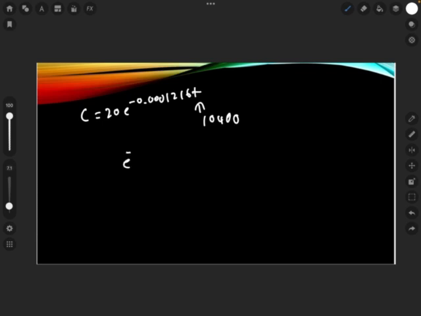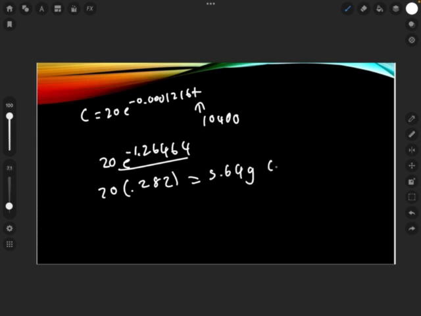It's going to be e to the negative 1.26464, and then 20 in front of that. As we know again, e is about 2.7. You can do the math here, and we get about 0.282. This times 20 is equal to about 5.64 grams of C-14 after 10,400 years. So yeah, let's do that.